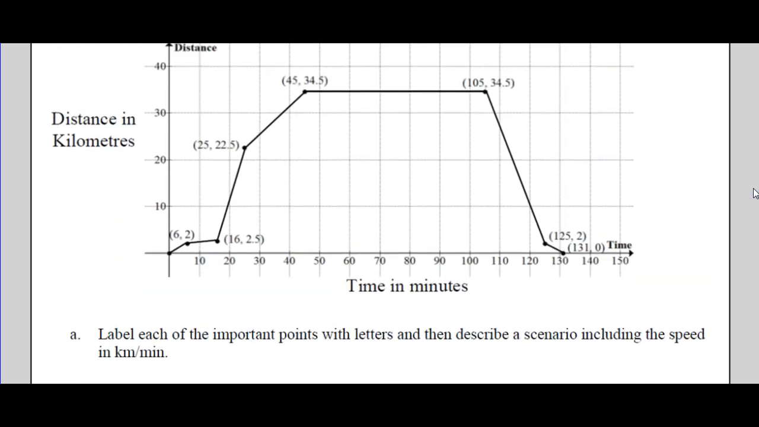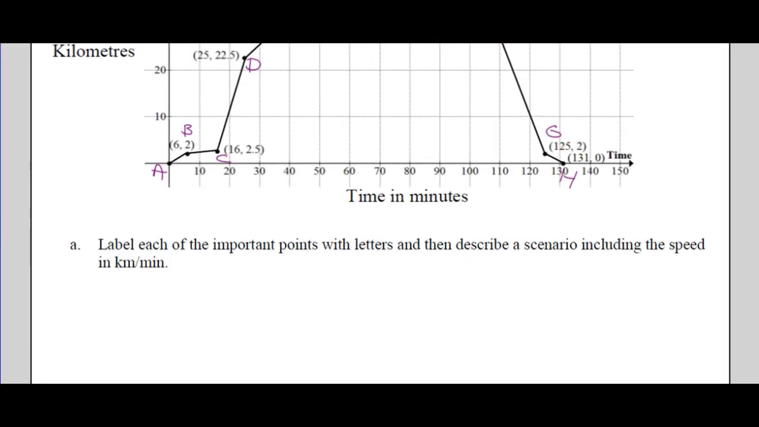Okay, so we're going to label, let's start with A, B, C, D, E, F, G and H. You could have started with P, Q, R, S. You could have gone Z, Y, X, W, V, U, T, but that would all be kind of silly and likely to get you into more trouble. So what we're trying to do is come up with a scenario. What's happening from A to B? What's happening from B to C, C to D, etc.? And we need to get a speed in kilometers per minute.